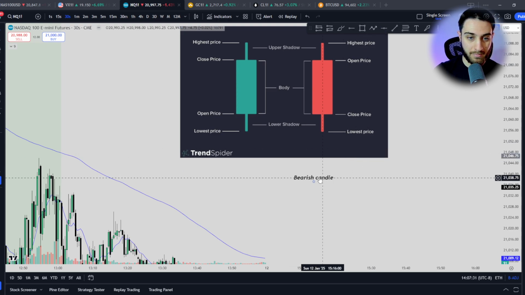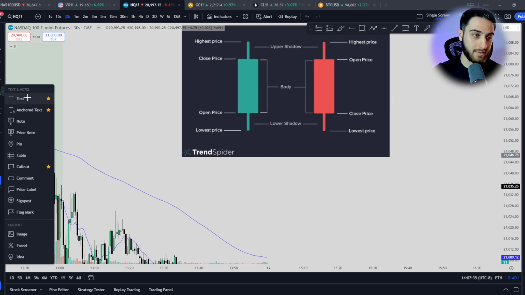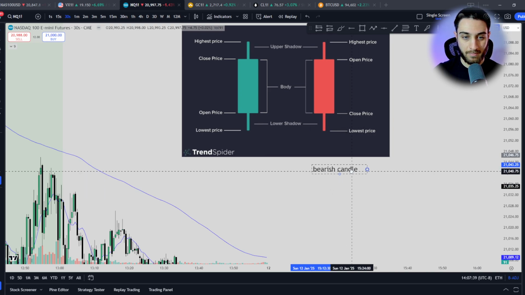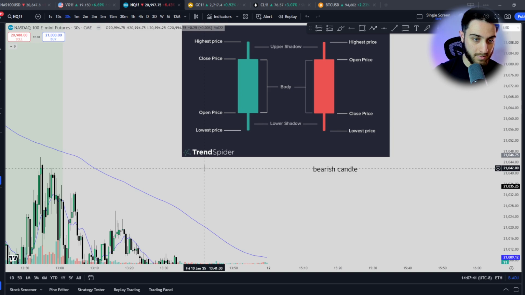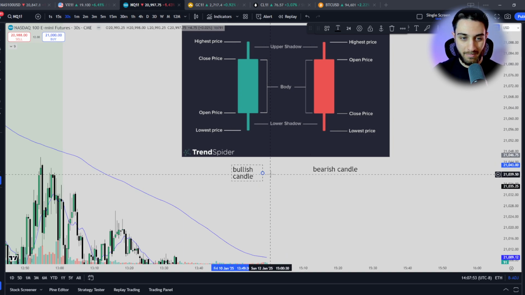Bearish candle. Oh, it's anchored. Wrong text. This is a bearish candle. This is a bullish candle. For a second, I forgot how to spell candles. Or bullish or bearish. Bullish candle.